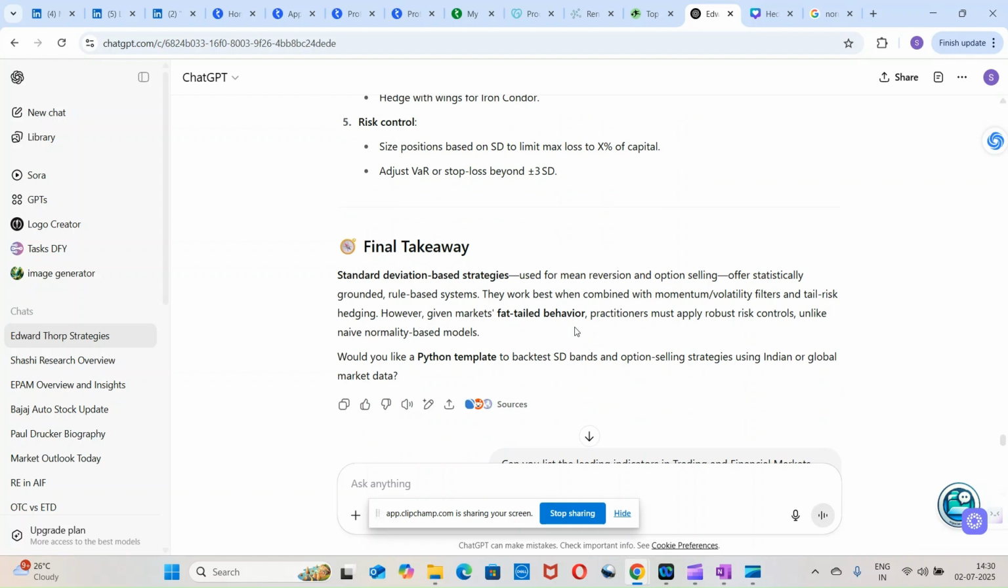for option buying and option selling. These strategies have a statistical edge as well as a probabilistic edge, and they are based on statistics and a rule based system. They work well when they are combined with momentum and volatility filters, and when tail event or black swan event hedging and risk control are done properly. Nowadays this fat tail behavior is happening very often, every 2 years. So we need to manage that properly, and robust risk control should be there to manage those.